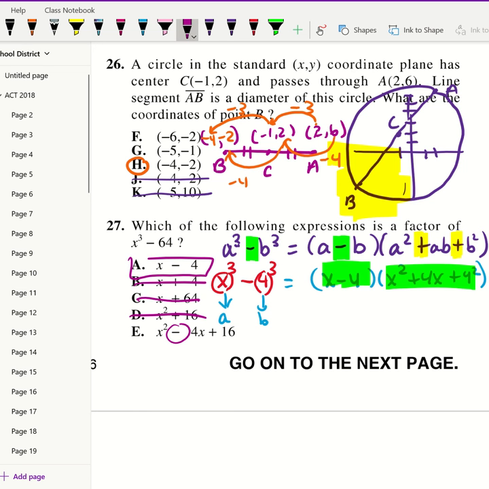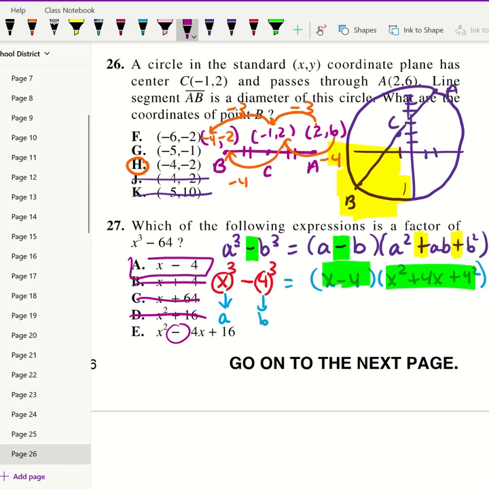All right, so that is it for page 26 for this ACT review.